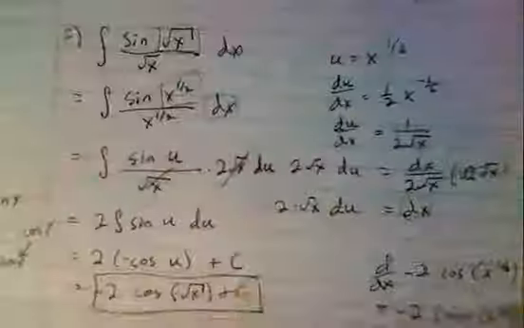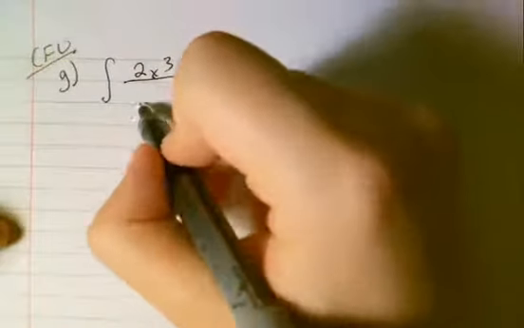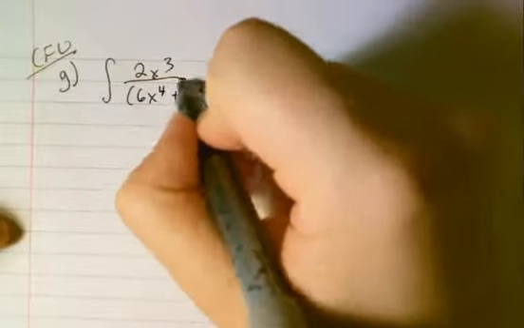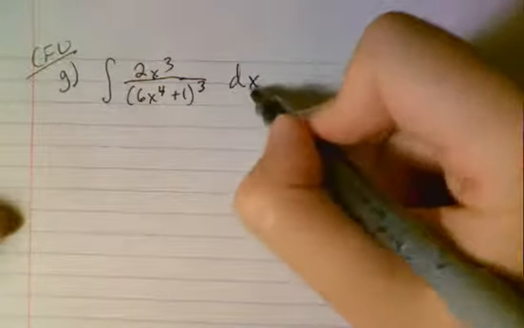The very last thing that we have is a check for understanding problem, and then we're all done. So let's do the antiderivative of 2x cubed over 6x to the 4th plus 1 cubed dx. Try that one on your own or restart the video when you're ready. Pause the video now.